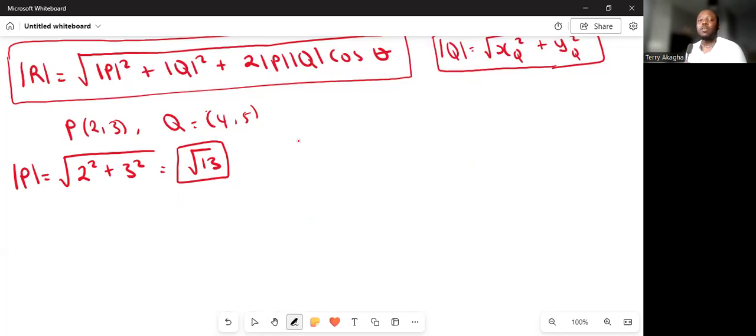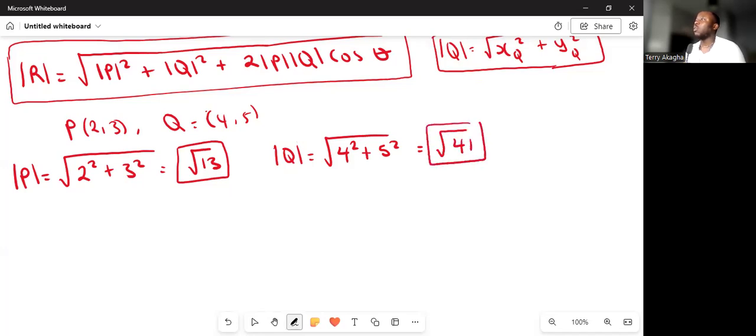So that will be the answer, square root of 13. Then the magnitude of Q will be equal to the square root of 4 squared plus 5 squared. And that is going to give me 25 plus 16, because 5 times 5 is 25, that will give me 41, square root of 41. And that is the magnitude of Q.